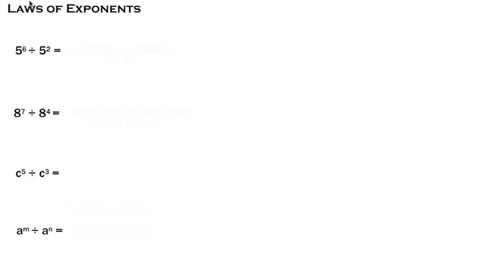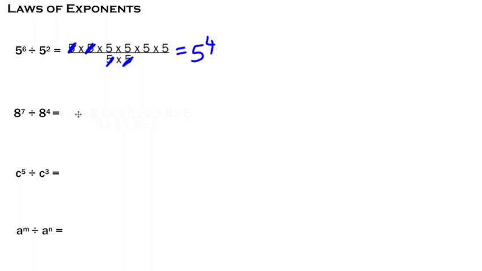Now let's take a look at division. So here I'm dividing 5 to the 6th by 5 to the 2nd. Now again, if I look at that, I see that I have 5 times 5 times 5 times 5 times 5 times 5 divided by 5 times 5. Now if we simplify by eliminating common values here, we see 5's cancel out there, 5's cancel out there, and what we're left with is a result of 5 to the 4th.